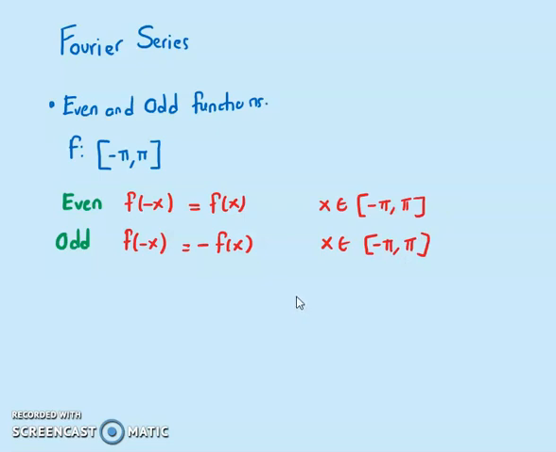To understand this, let's consider an example. For example, we have f of x equals x. Now let's put negative x here, so we have negative x. If you look at this, f of negative x is negative f of x. So we can see that the function is odd.